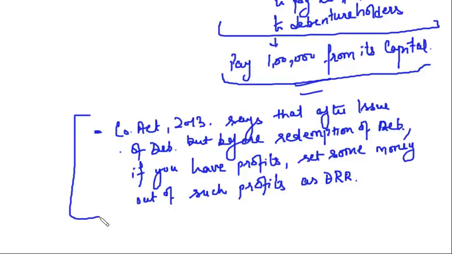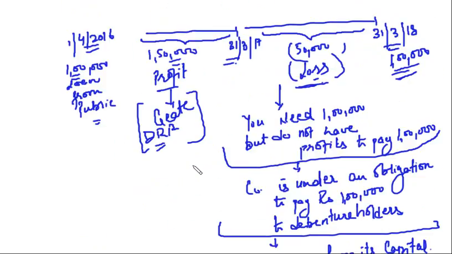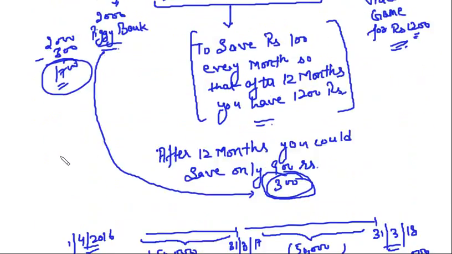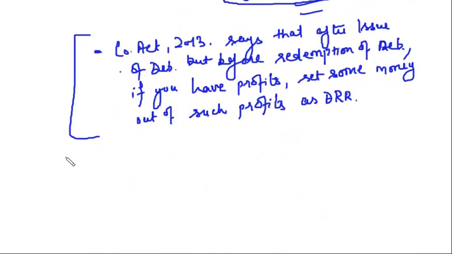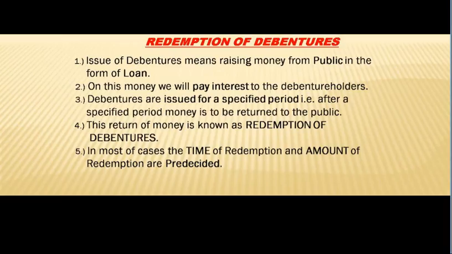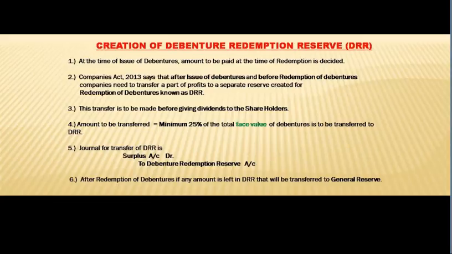Right? So we have answered two questions now. One is what is DRR, and the second one is why we create DRR. Now the third one: you will ask, what is the money that is to be kept aside from the profits? How are we going to determine the money that is to be set aside out of the profits? That is, the question is how to create DRR. Right? Let's see a picture for this. Creation of debenture redemption reserve.